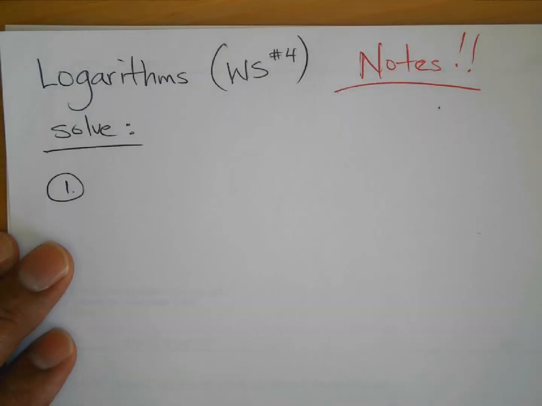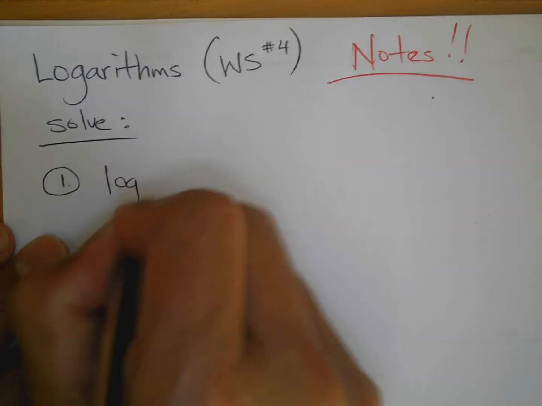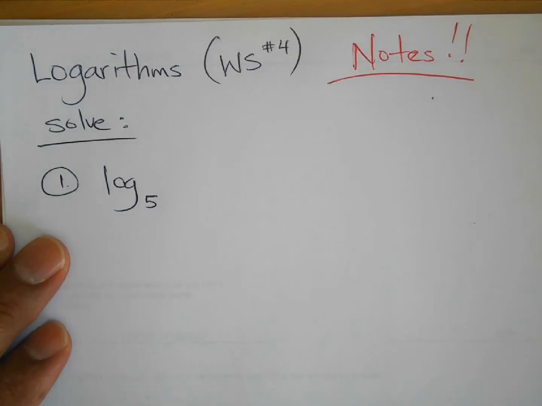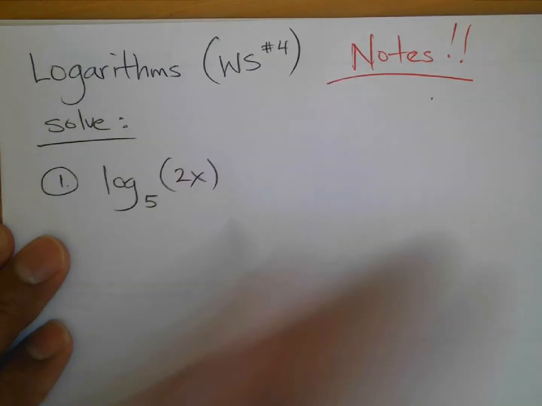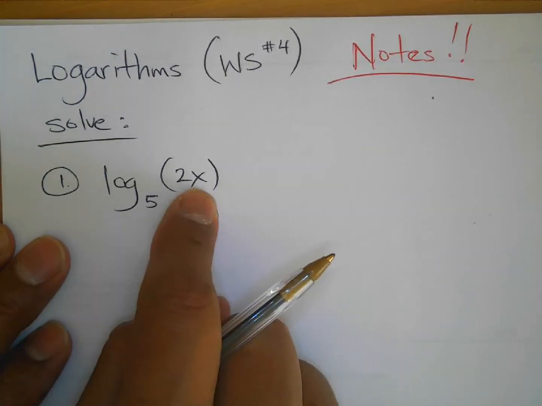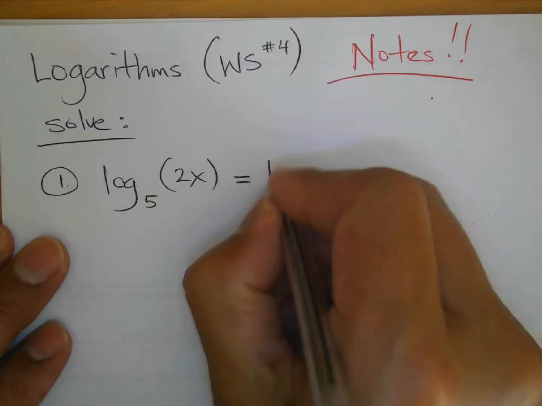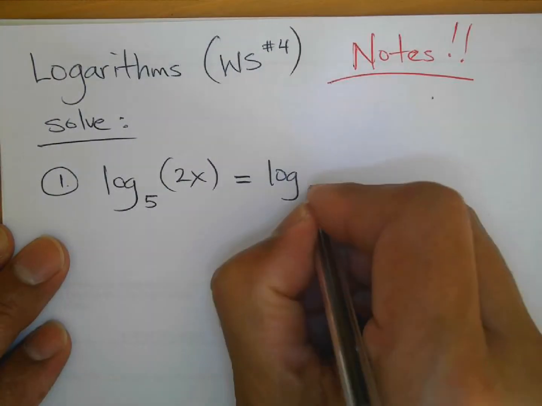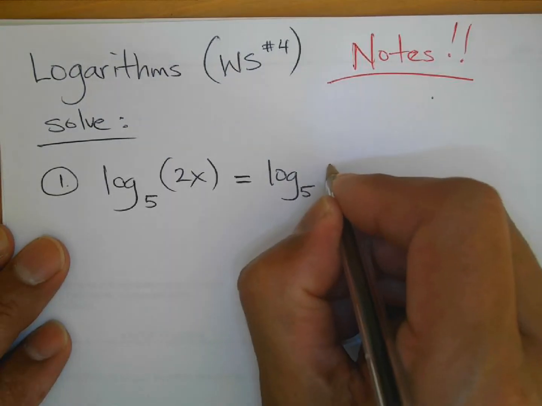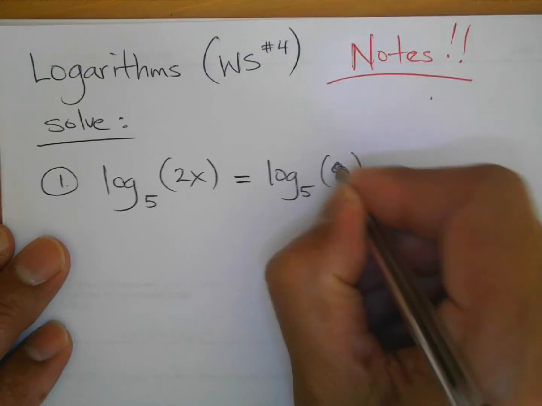Okay, number 1. Now what you're going to see is, again, remember, we're working with logarithms. We have log base 5, and then you'll have one logarithm with an expression on one side, and then equal to another logarithm. It should have the same base, and then it'll have another number or expression over here. Sometimes they'll use the parentheses, sometimes they won't.